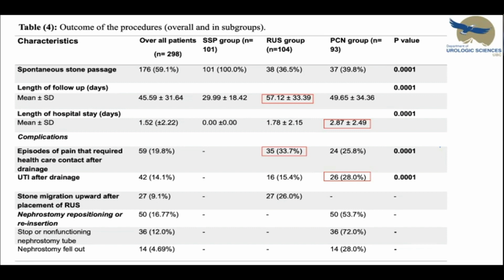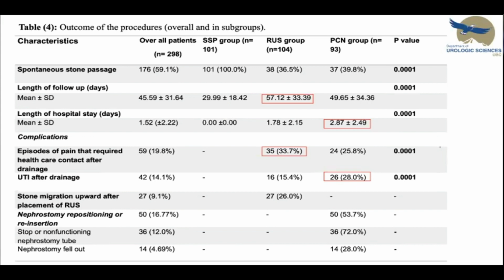We see here the complications related to both methods. Pain episodes that required healthcare contact and painkillers were significantly higher in stent group, while episodes of urinary tract infection after drainage were higher in percutaneous nephrostomy tube group, with 28% versus 15.4%. Complication related to ureteric stent, we see here the stone migration upward after placement of retrograde ureteric stent was noticed to be 26%.